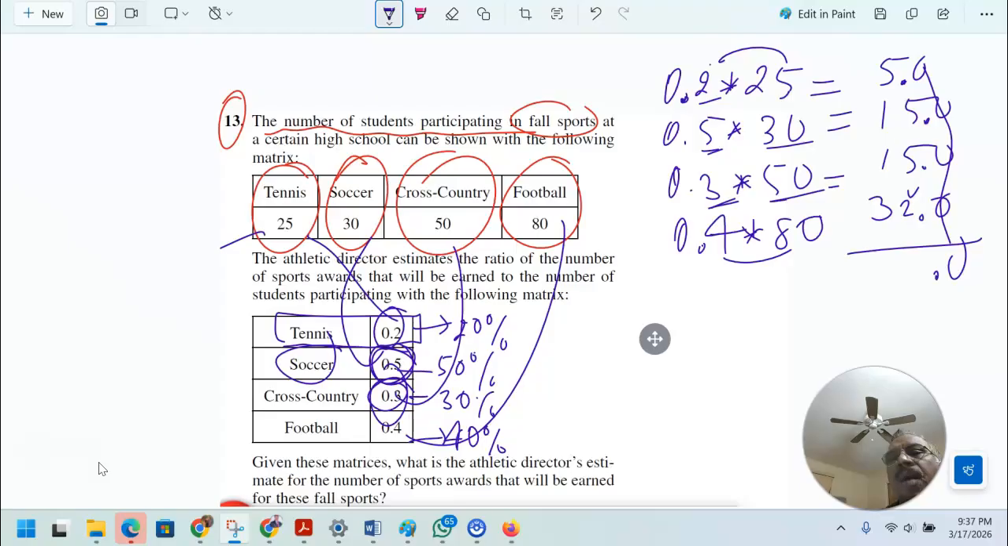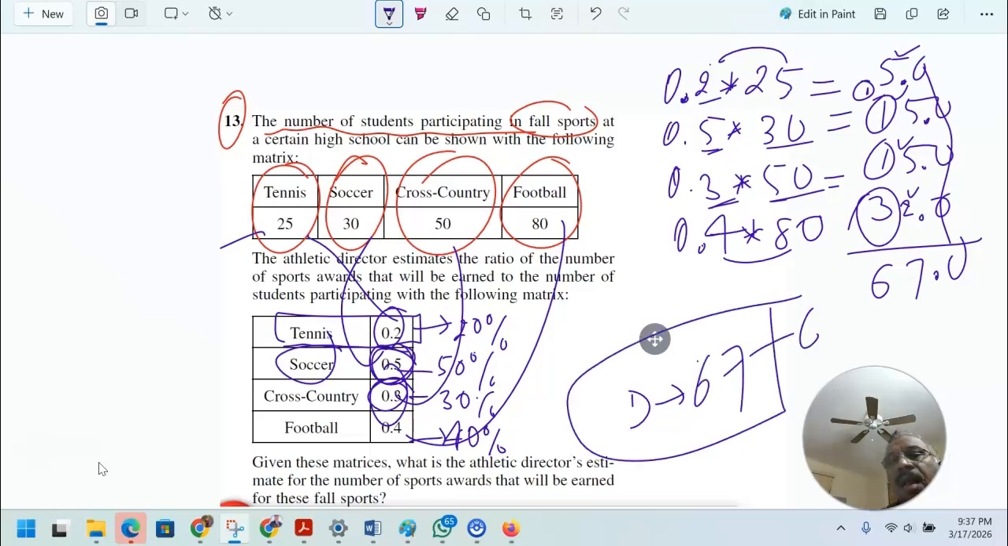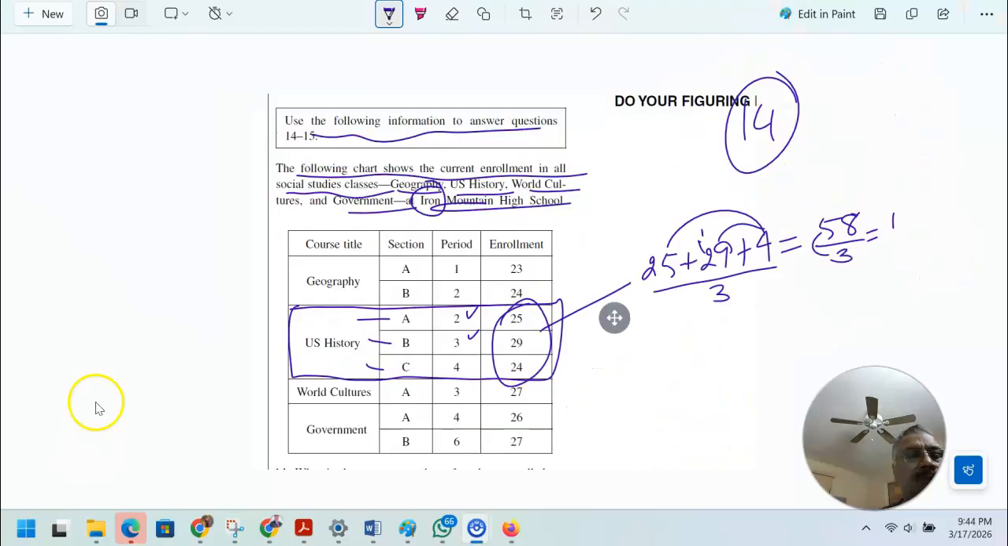So 2, 5, 5, and 5. 3, 5 will give you 15, and 2 will give you 17. And 1 carries, so that one, and this one, and this one, and this is 67. And you'll see if you check your packet, that is 67. The one with the 67 is the correct answer.